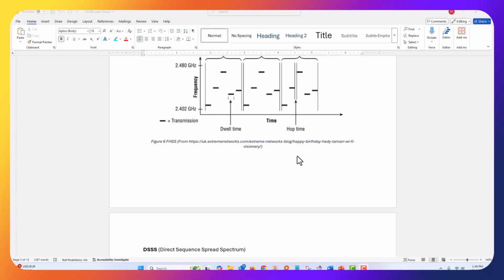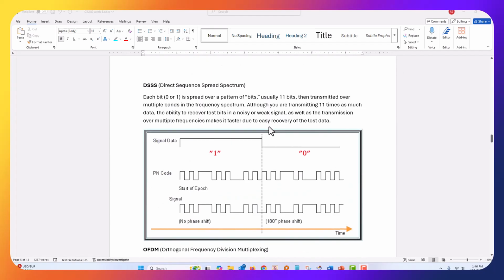We left off in the last video with FHSS, or frequency hopping spread spectrum. Let's take on the next one. These are all in order, by the way, of when they were invented. So the next is DSSS, or direct sequence spread spectrum. By the way, it followed rather closely with FHSS.